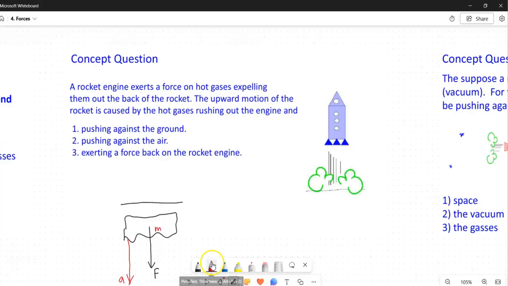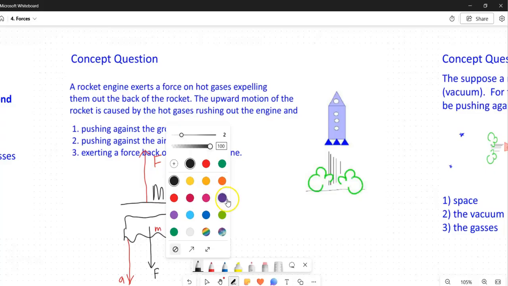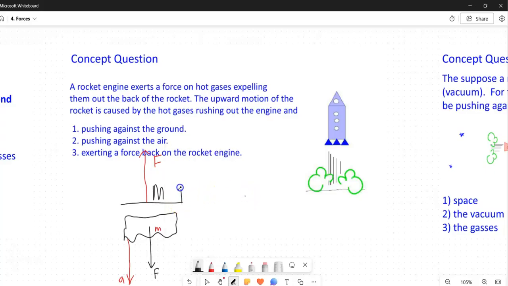Now, those little gases also push back on the rocket with the same force. But since the rocket has a big, huge mass, its acceleration compared to the gases is going to be really small. So it's kind of weird. You have to really think about this. Essentially, if the rocket pushes on the gases, the gases push back on the rocket. They will have the same force, however, their accelerations will be different, right?